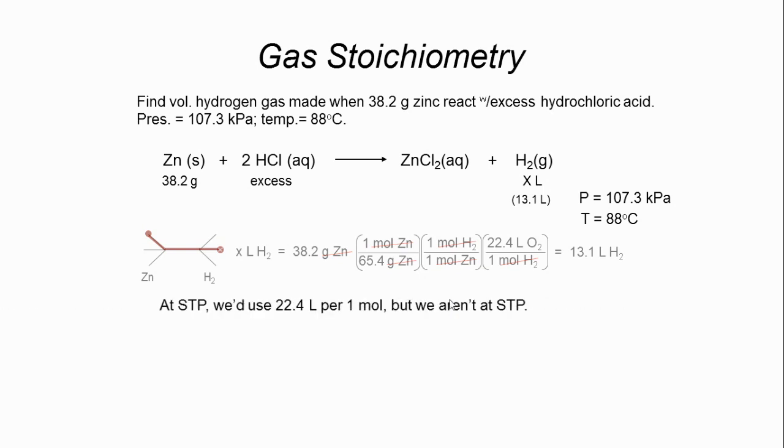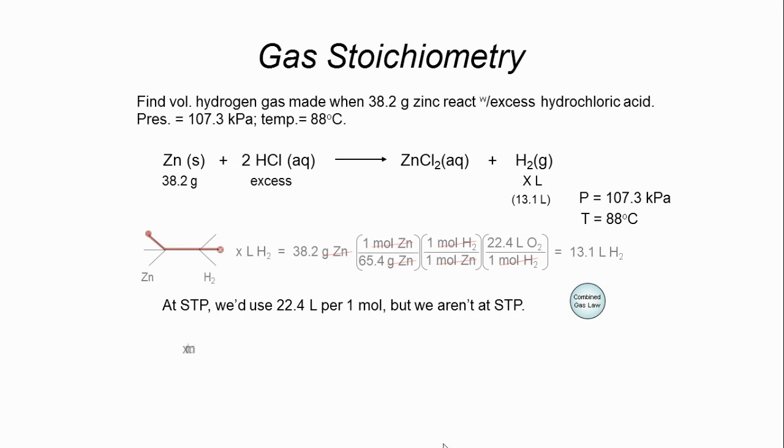Okay? So that's what it's saying here. If it's at STP, we can use that last conversion. 1 mole is 22.4 liters. But we're not at STP, right? We're at 88 Celsius and 107.3 kilopascal. Now, there's a couple things we can do. We could use the combined gas law, and I'll come back and show you that method next.